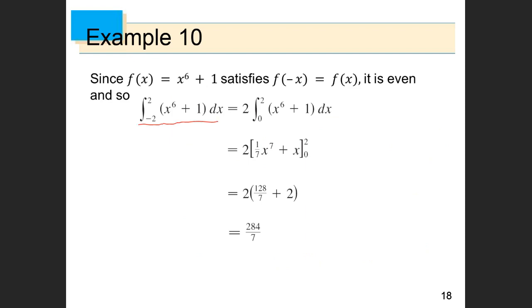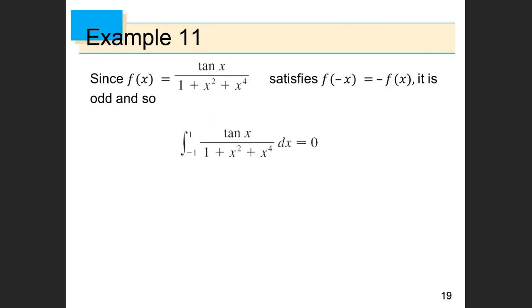And then this another one, they give us an integral from minus 2 to 2. You need to test this function. You can see that this function is even. Therefore, you have 2 times the integral from 0 to 2. And if you simplify, you get something like this. All right.